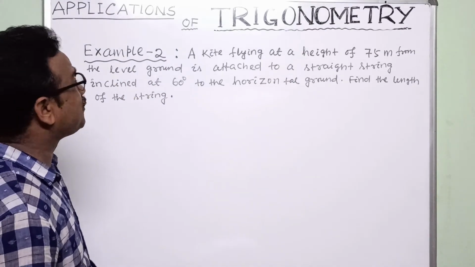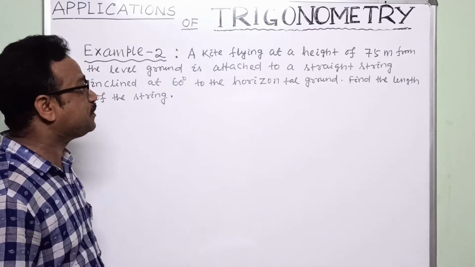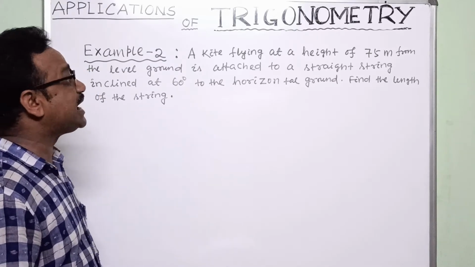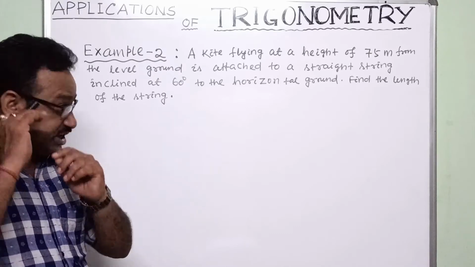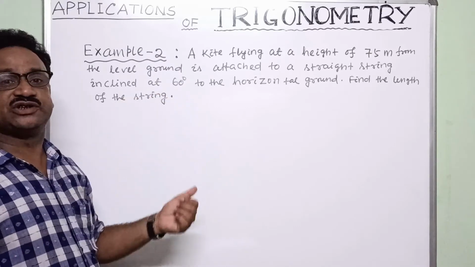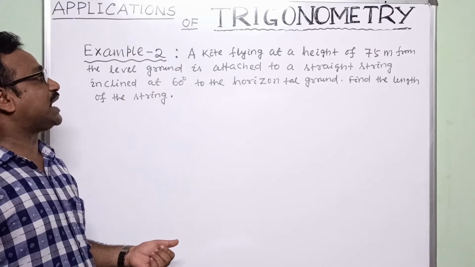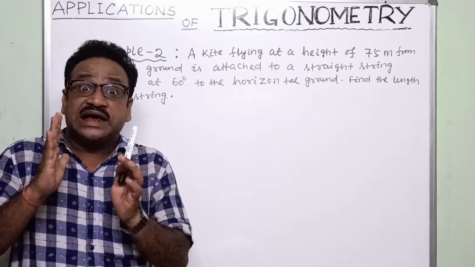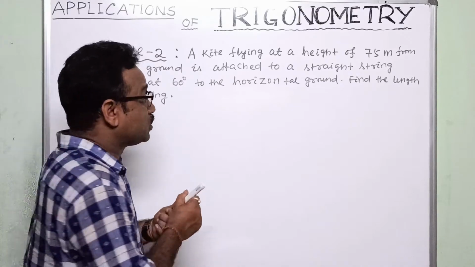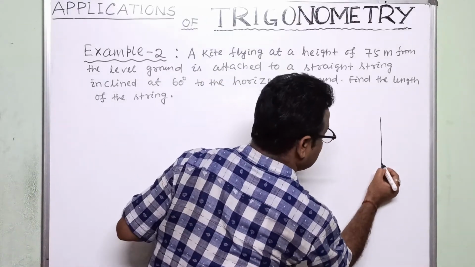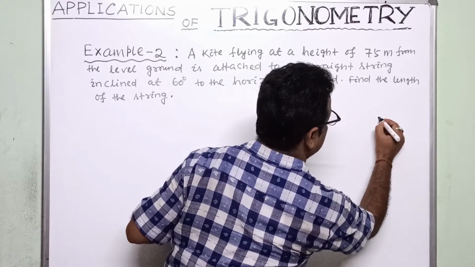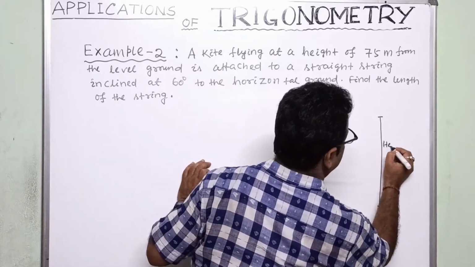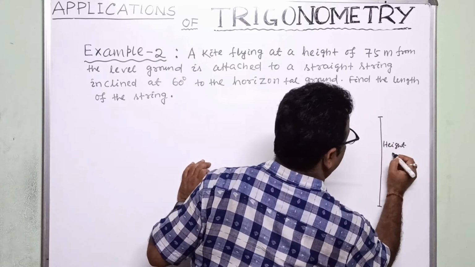A kite flying at a height of 75 meter from the level ground is attached to a string which is straight, inclined at 60 degree to the horizontal ground. Find the length of the string. So the diagram is more important. You have to draw the diagram first. So this is the height of the kite.